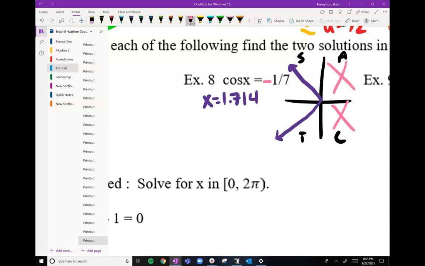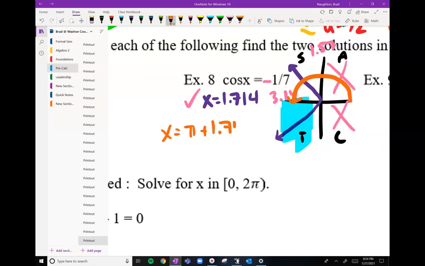So let's think about this. This is 1.57. This is 3.14. Is that in the range it should be? It is. Check. But I need to go in this quadrant right here. So I need it to be at least bigger than 3.14. So we're going to go all the way to 3.14, add this to it. So x is going to be pi plus 1.714. So we'll call it 4.574.